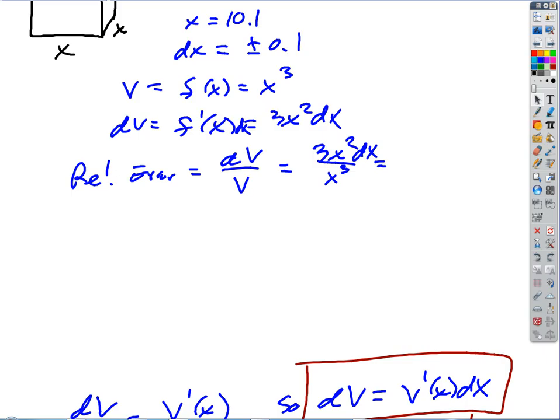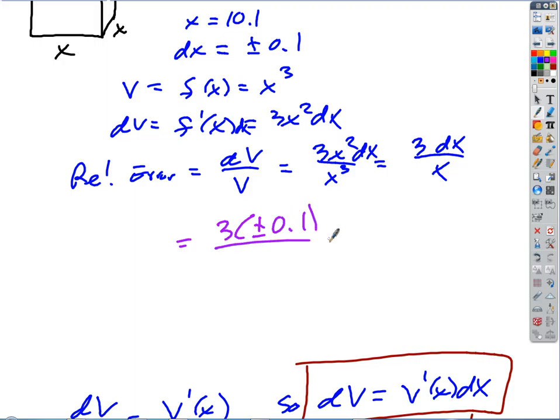Okay, so what does this reduce to? Simplify to 3 dx over x. Same result as before, because this also is a cubed function, right? And we could just plug in our numbers and get an answer. So relative error then is equal to 3 times plus or minus, what was it, 0.1?